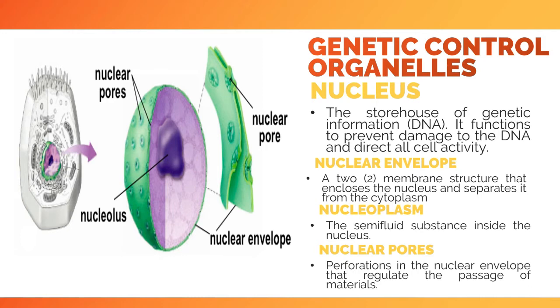The nucleus is composed of four parts. We have the nuclear envelope, a two-membrane structure that encloses the nucleus and separates it from the cytoplasm. Next, we have the nucleoplasm, the semi-fluid substance inside the nucleus. We also have the nuclear pores, which are perforations in the nuclear envelope that regulate the passage of materials. And we have the nucleolus, the one that produces the rRNA or ribosomal ribonucleic acid.